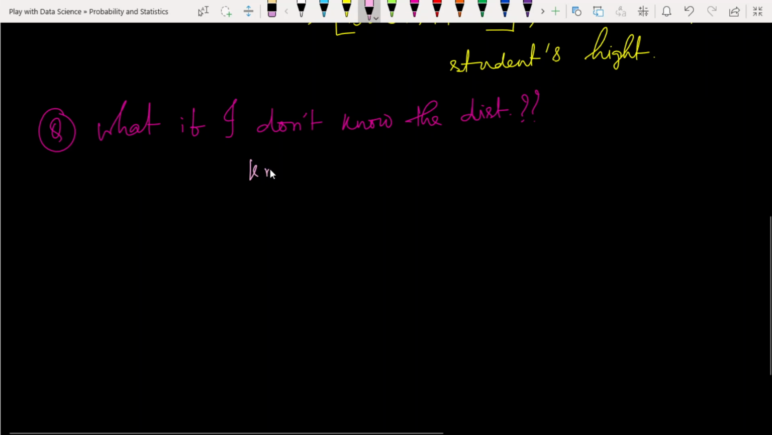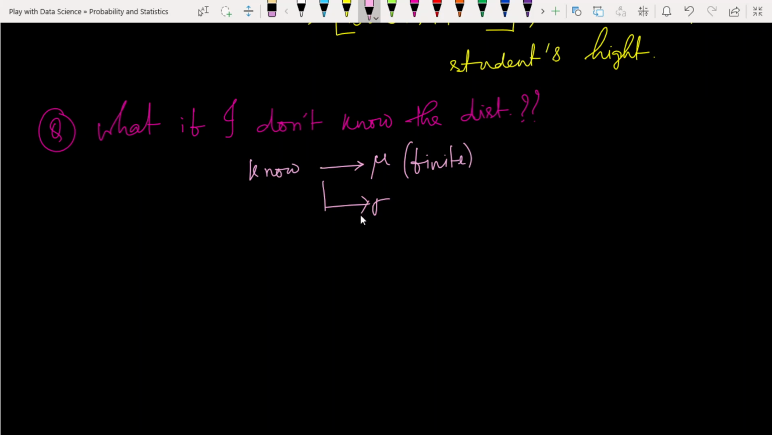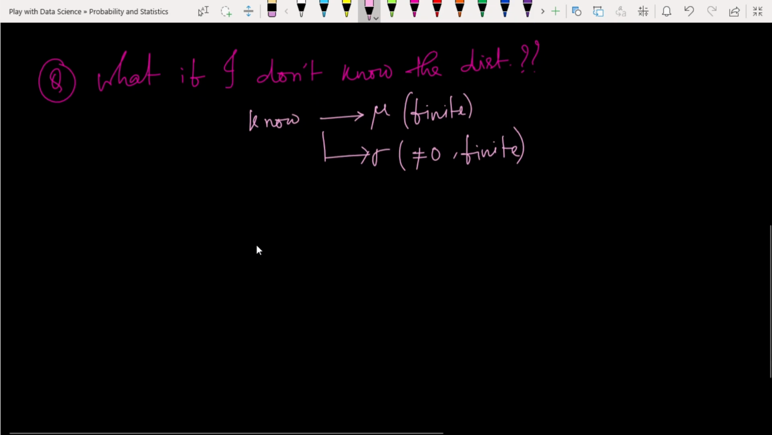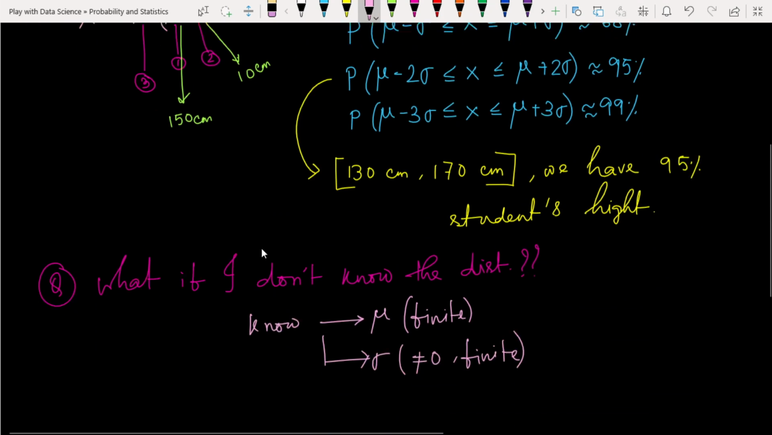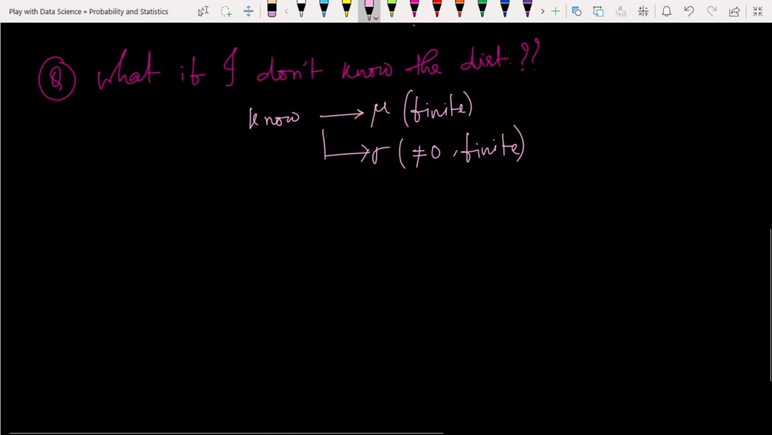Here we know the mean, which must be finite, and we know the standard deviation, which must not be equal to 0 and must be finite. We know these two things, and we don't know the distribution. So from the previous one, what can we conclude if we don't know the distribution?